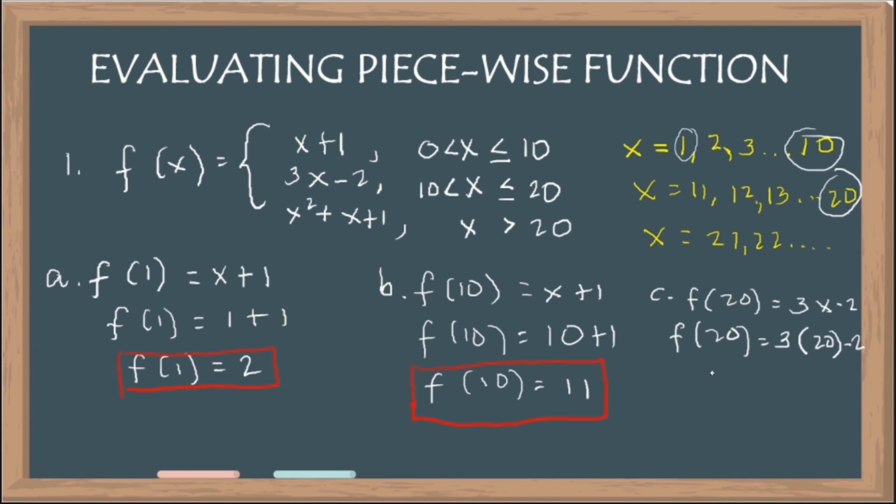Copy minus 2. So, f of 20 is equal to what is 3 times 20? That is 60 minus 2. And what is f of 20? That is 58. So, the value of f of 20 is 58. So, iyan ang simpleng example ng piecewise function.